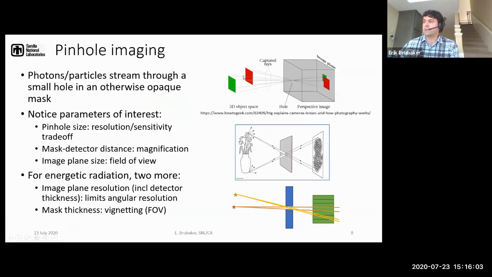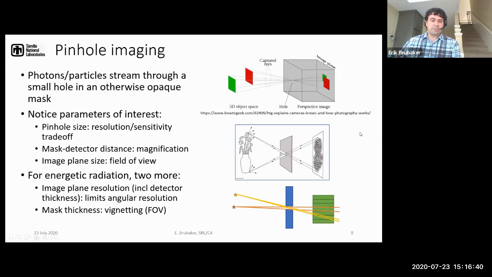What that means is that particles, or photons in the case of optical lights, stream from the scene that you're interested in through that pinhole onto a position-sensitive detector on the other side of the mask. And so, just by inspection, you can see in pictures like this that what you end up with is an inverted image, because the particles stream through and kind of cross each other through that pinhole. You end up with an inverted image of the scene on your image plane.